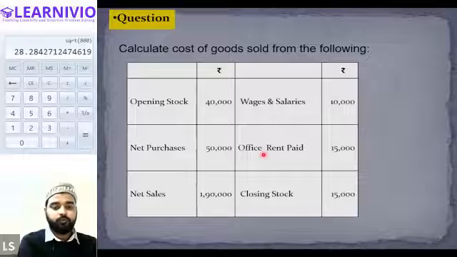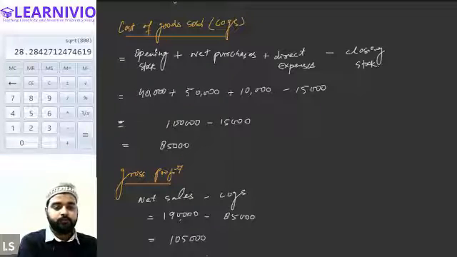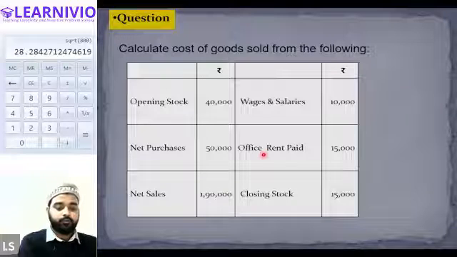Let me show you how we actually calculate gross profit. The value of net sales is given in the question, and COGS we have already calculated. The formula for gross profit is net sales minus cost of goods sold. Net sales is given, 1,90,000, and the cost of goods sold we have just calculated. So 1,90,000 minus 85,000. I think it should be 1,05,000. Yes, sir, same answer I got. Okay, guys, very good.